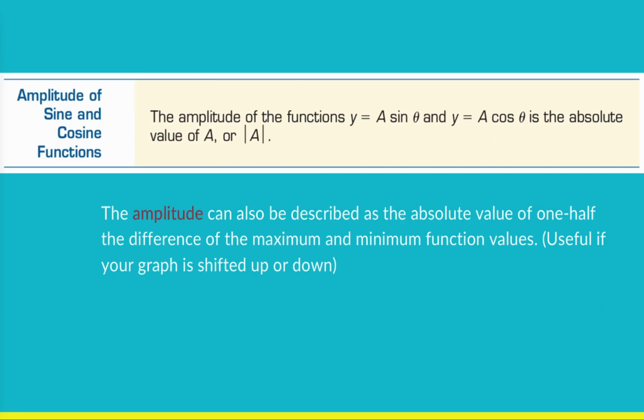So the amplitude of a function is whatever you multiply the function by outside the sine or the cosine. It's the absolute value of that. So if I have negative 3 sine theta, my amplitude is 3. The negative doesn't have any effect on the amplitude. It can also be described as the absolute value of 1/2 the difference of the maximum and minimum function values, which is useful if your graph is shifted up or down.